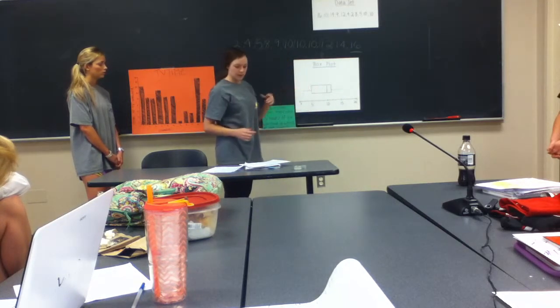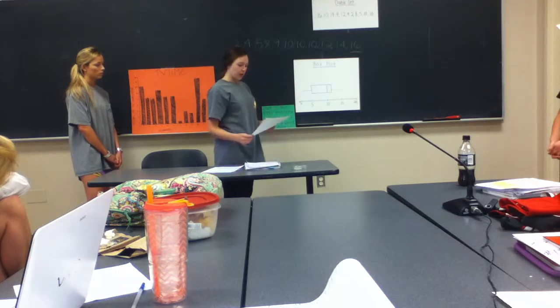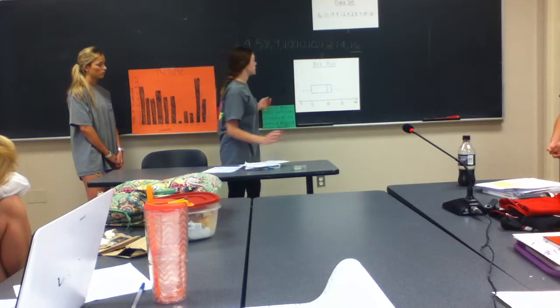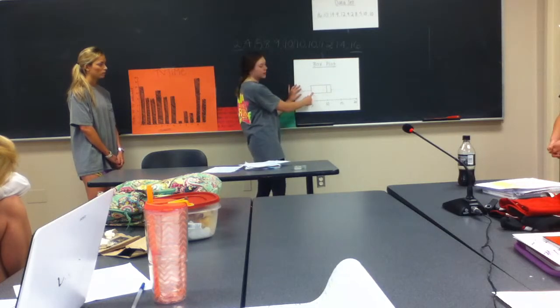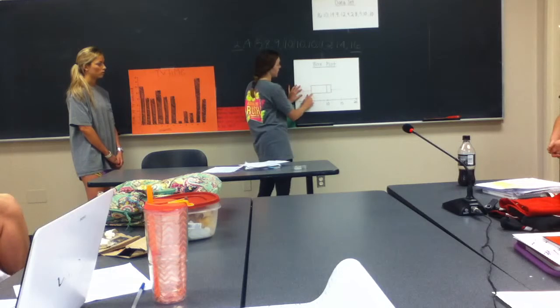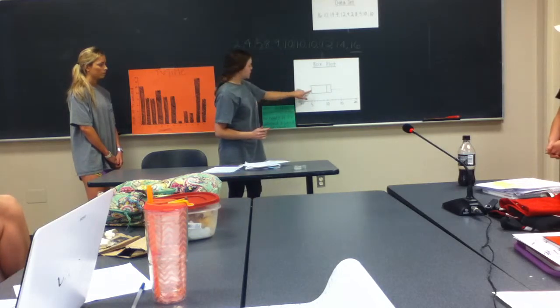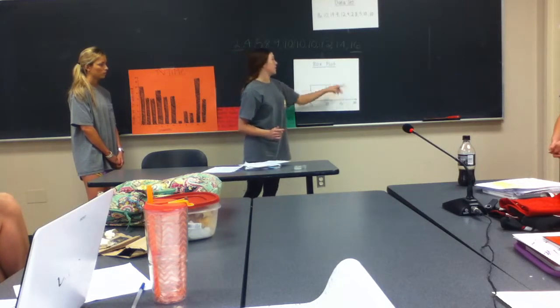So after you plot those points above your number line, you're going to form a box with the middle 3 values. So all I did for this was I drew 3 vertical lines through the middle 3 points, and then I drew a box around it all. And then to complete the whiskers, you just draw a line to the lower and the upper extremes.